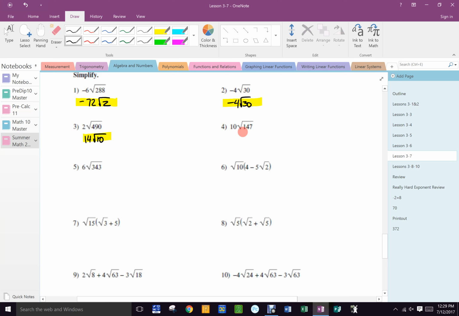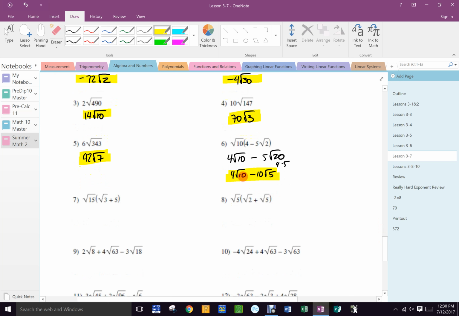Okay, I understand it was kind of loud. Give yourself 2 for everything. That is, now I've lost myself. That is 3 times 1 half, 70 root 3. That is 1. If you forgot to simplify, you get 1.5.